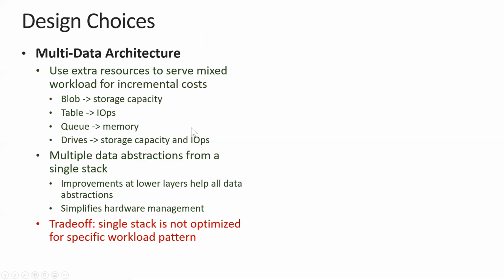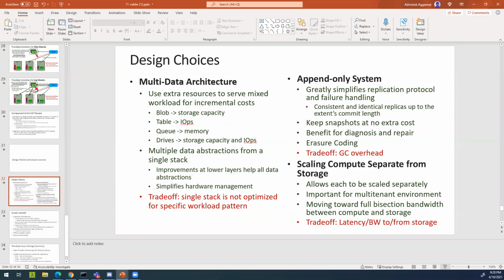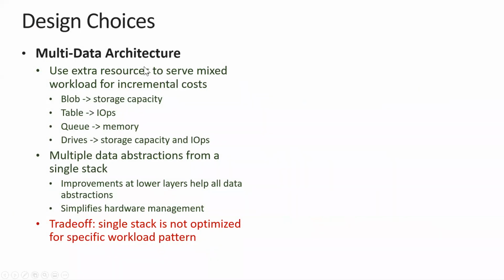Some of the design choices and their trade-offs are discussed in the end. The design choice they made was, first, the same architecture is storing multiple kinds of data: blob, table, queues, and writes, right? This gave them the advantage that they can use a single stack and single hardware to store different kinds of data. But the trade-off was that it could not be optimized for a specific workload pattern because the underlying system is the same. So it could not be optimized for blob scenarios or table scenarios, right?